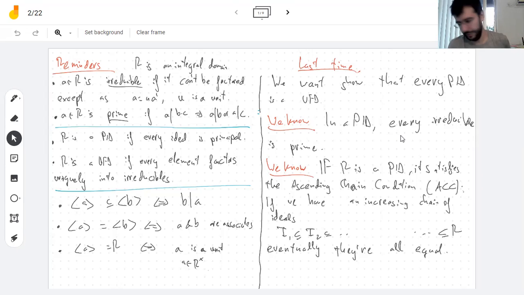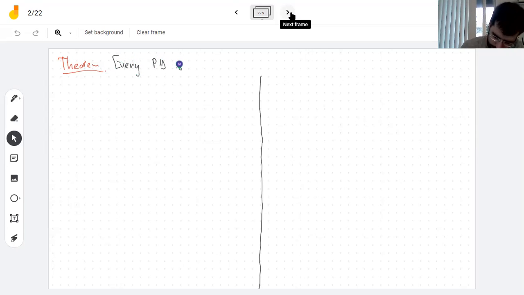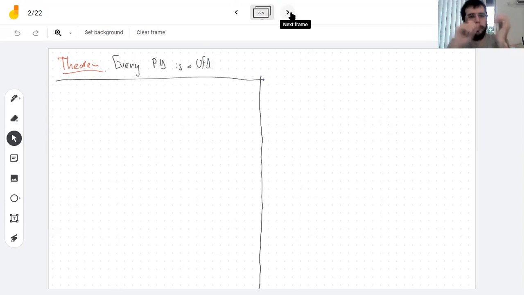Okay, so today, let us finally finish the theorem. This is 1815 in the book. All right. So, every principal ideal domain is a unique factorization domain.